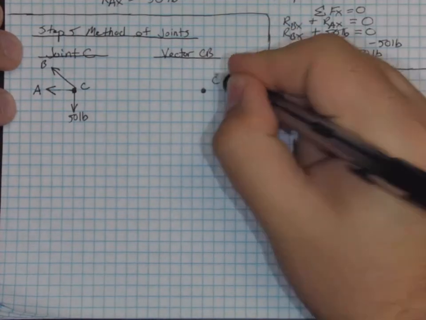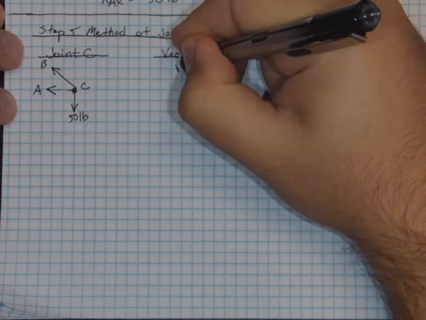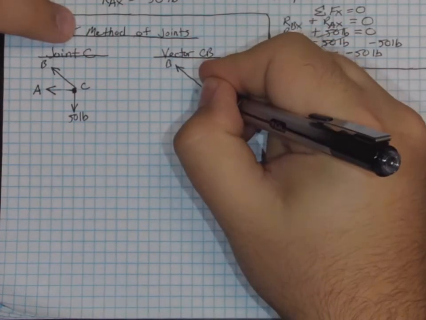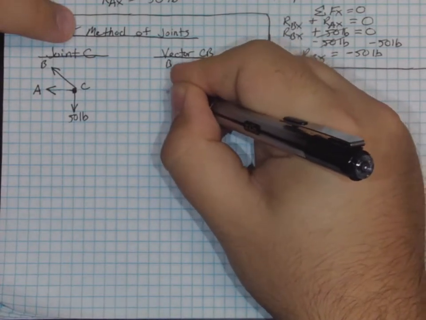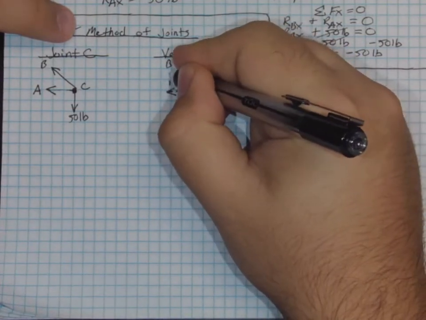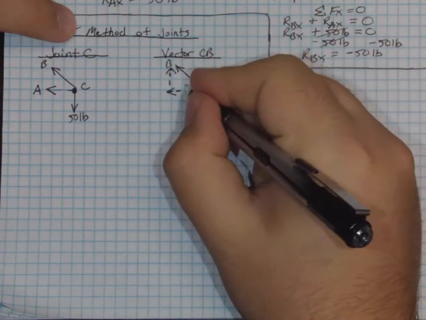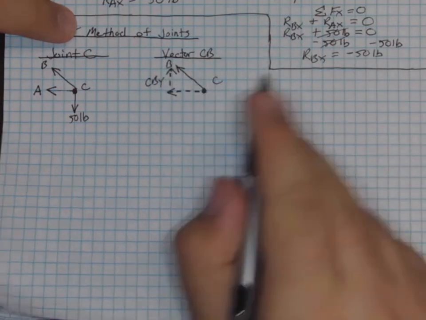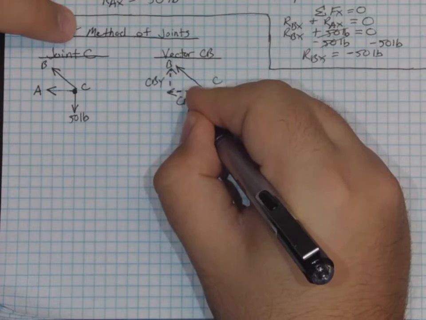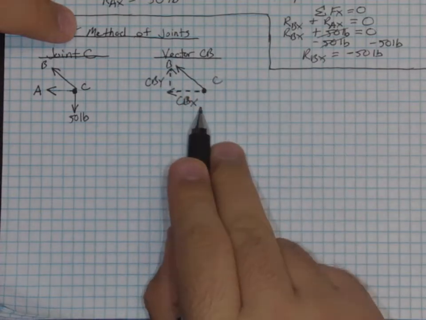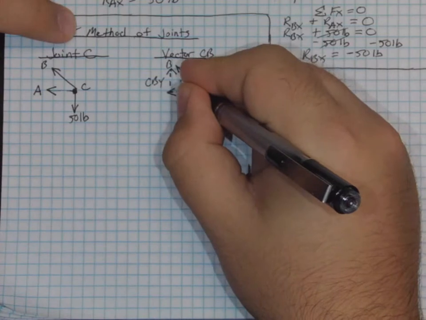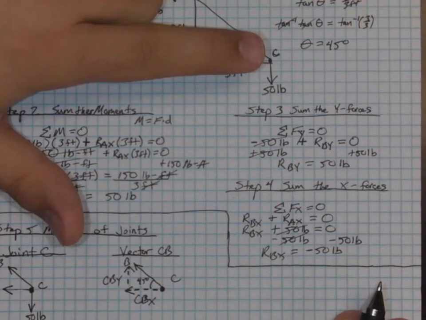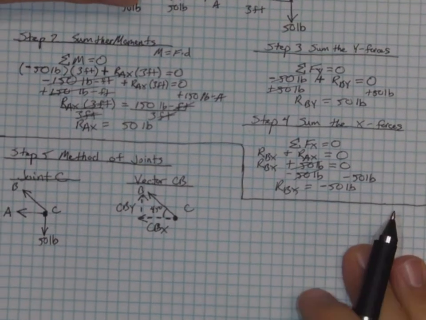So here's joint C. Here is our vector going to B, and I'm going to break this down into its X and Y components. In order to make that happen, I'm going to go over along the left side, and then I'm going to go up on the Y. Here, this is going to be known as CBY, the Y component for CB, and this is going to be known as CBX, the X component for CB. And then I'm going to note that that's 45 degrees, which we solved for up here in our free body diagram above.